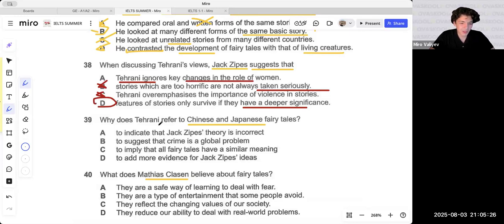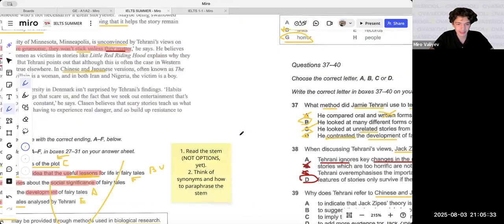Then why does Tehrani refer to Chinese and Japanese fairy tales? And why are they mentioning Chinese and Japanese fairy tales? Let's take a look.